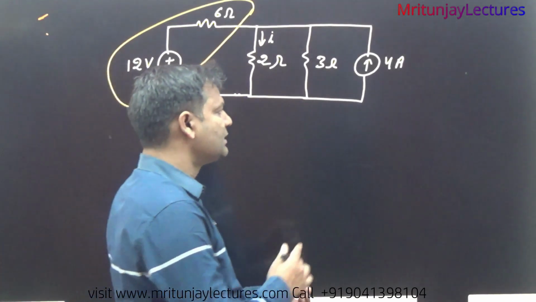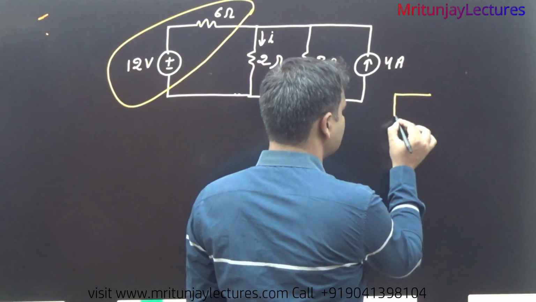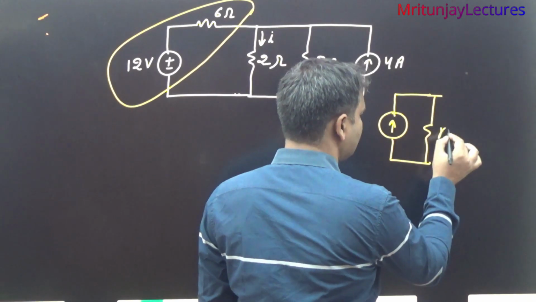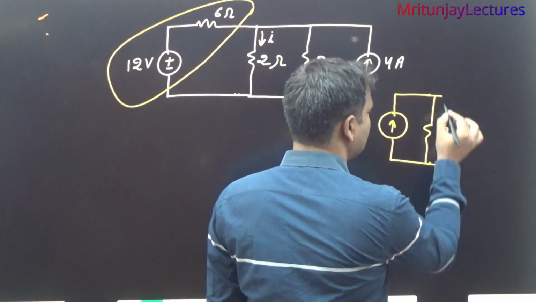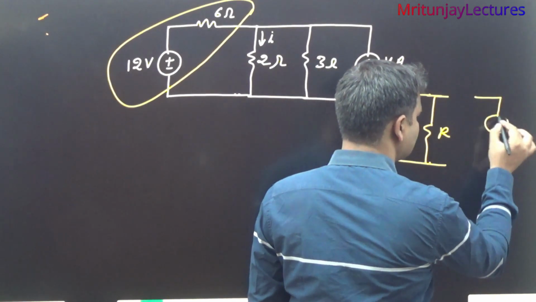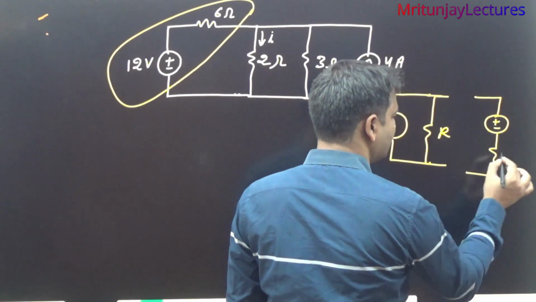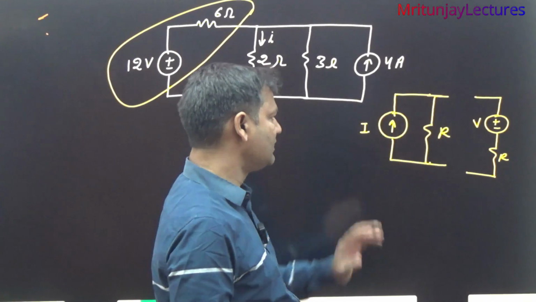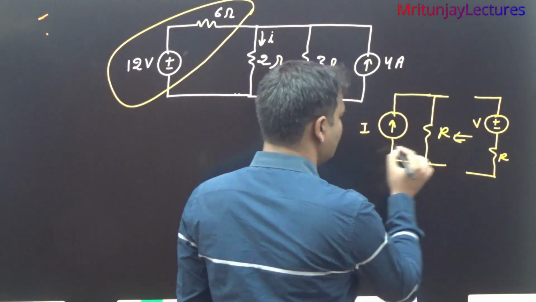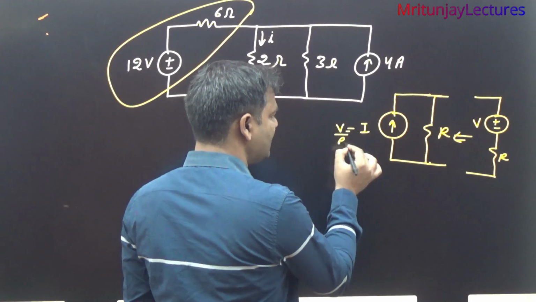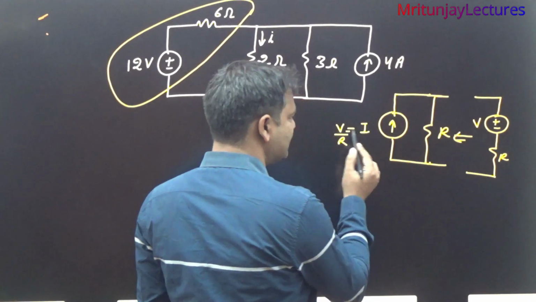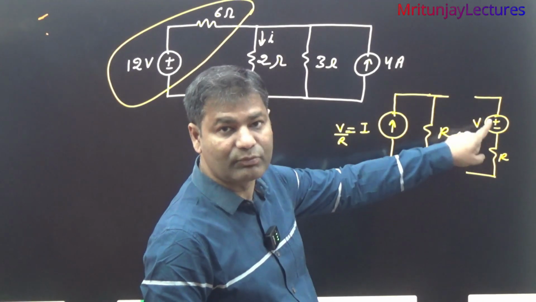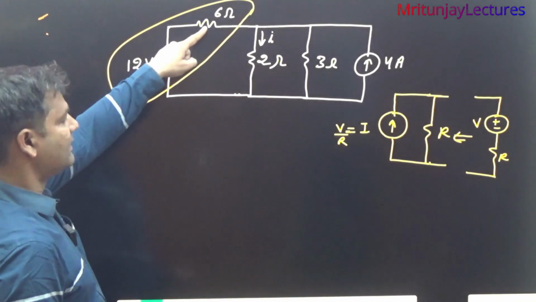Basically, if a current source is given, I have already discussed, here R, here I given in any circuit, then that is converted into a voltage source like that one, or if a voltage source is given like that one, then this is converted into a current source. Then I is written V by R. So here the voltage source given is V and R.